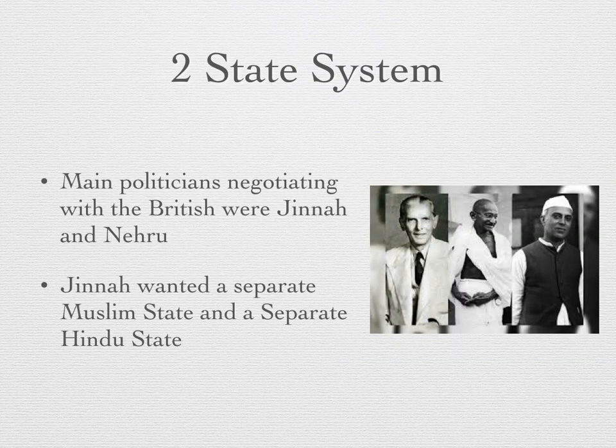The two main politicians involved in these negotiations were Nehru and Jinnah. The Muslims were worried that they would be treated poorly if India was given independence, as they felt the Hindus would dominate political and economic life in the country. Jinnah, who was also pushing for independence from Britain, wanted to divide India into two states. He wanted a Hindu state and he wanted a Muslim state.